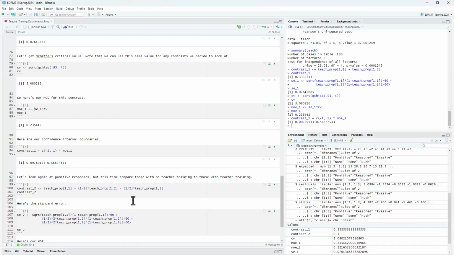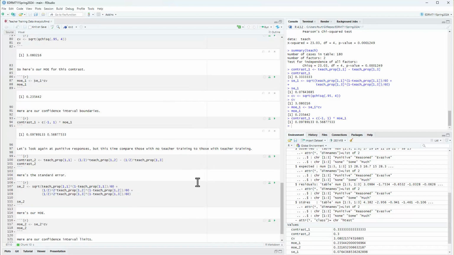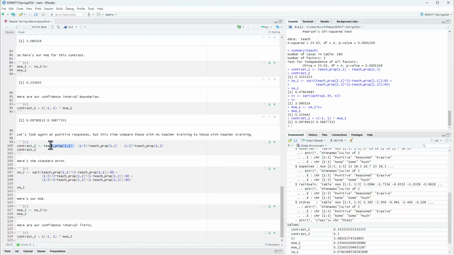Let's look again at punitive responses, but this time compare those with no teacher training to those with teacher training in order to exemplify a complex contrast. So here's the no teacher training group, here is the some teacher training group, and here is the much teacher training group. Notice my weights for some and much are -half and -half. So the weight for punitive in the no teacher training group is 1, but the other weights are -half and -half. You remember from a previous video that the rule for a contrast is that those weights have to add up to 0, and they do. They add up to 0 here. So this is a complex contrast.